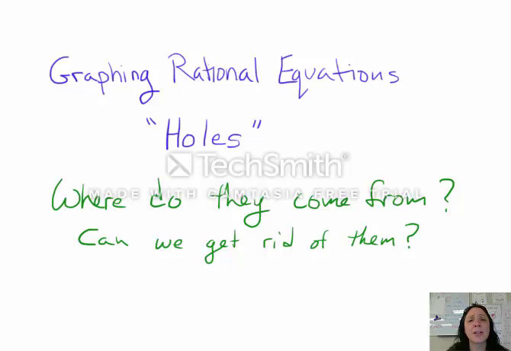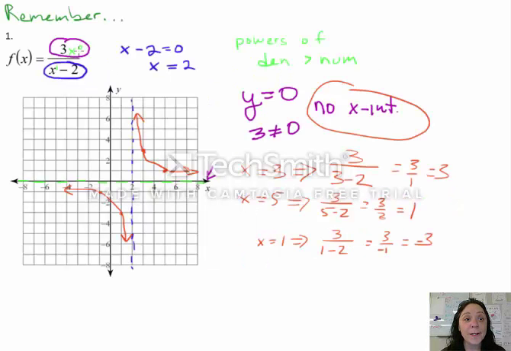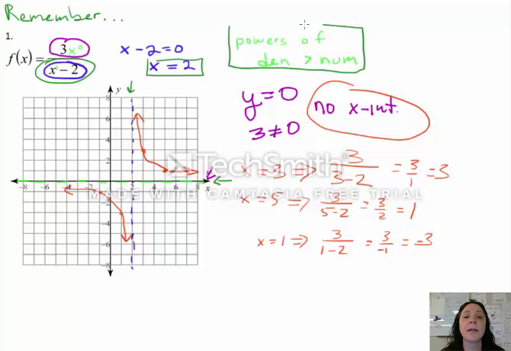So let's start by looking at a problem that we've looked at before. Problem 1 from the last worksheet. Remember problem 1? We had a fairly easy problem here with a vertical asymptote where we'd have division by 0 at x equals 2. And we have a horizontal asymptote on the x-axis because the highest power of the denominator is greater than the highest power of the numerator. There's no x-intercept because 3 is never going to be equal to 0.